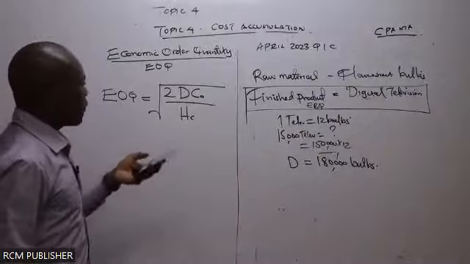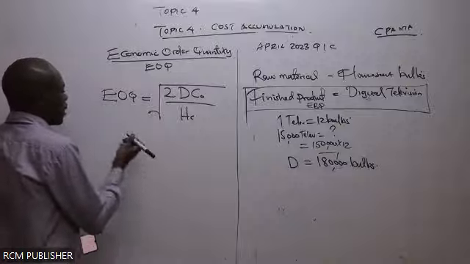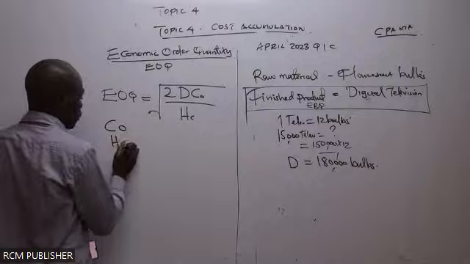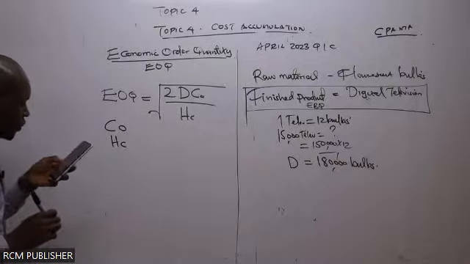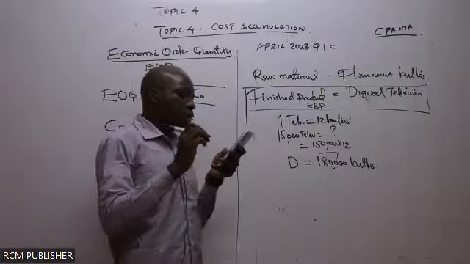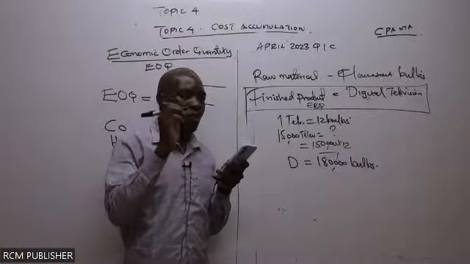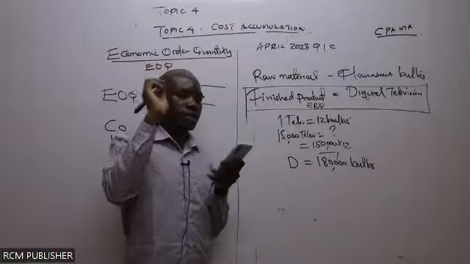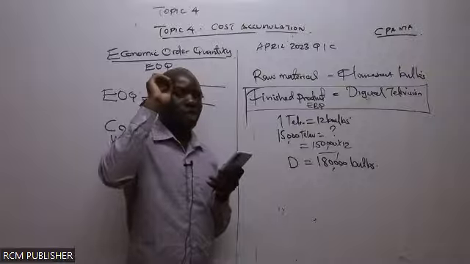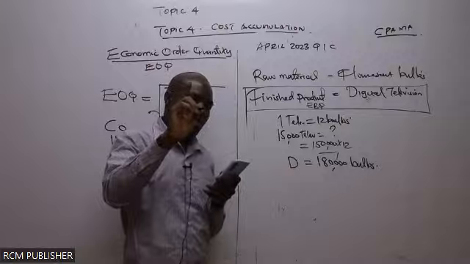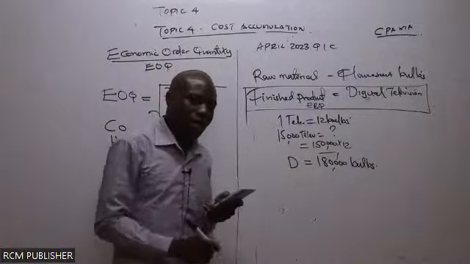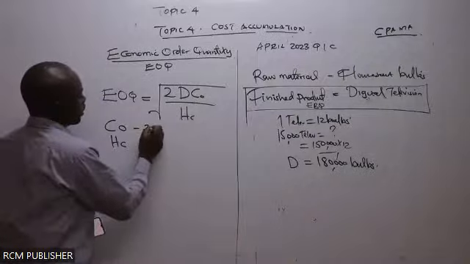Now, if we have letter D, we are still lacking ordering cost. We are still lacking holding cost. So what have we been told here? It costs shillings 200 each time the bulbs are ordered. So the cost of one order, the ordering cost, the cost of making one order is equivalent to 200 shillings.